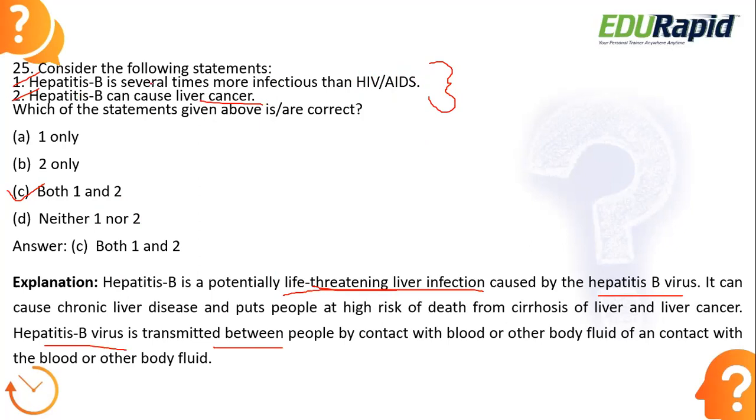But in the case of hepatitis B, it directly causes cirrhosis of the liver. Cirrhosis is nothing but inflammation of liver cells, that is, the swelling of the liver cells, which can lead to abnormal functioning of the liver.